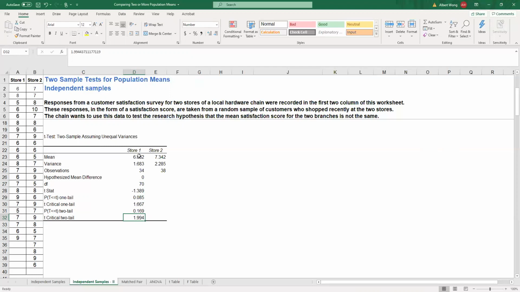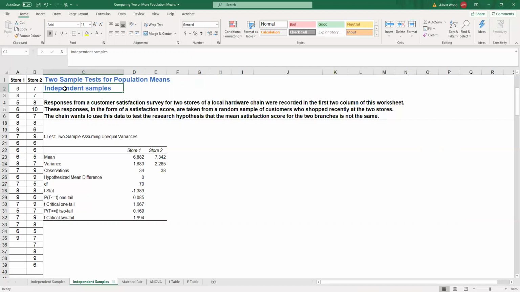So if you have the raw data, the recommendation, of course, is that you should use Excel to generate this output, even though there is 1 degree of freedom difference because of the minor bug that Excel has. Usually, it actually won't make a lot of difference. So this is the first case. This is the case where we have 2 independent samples.